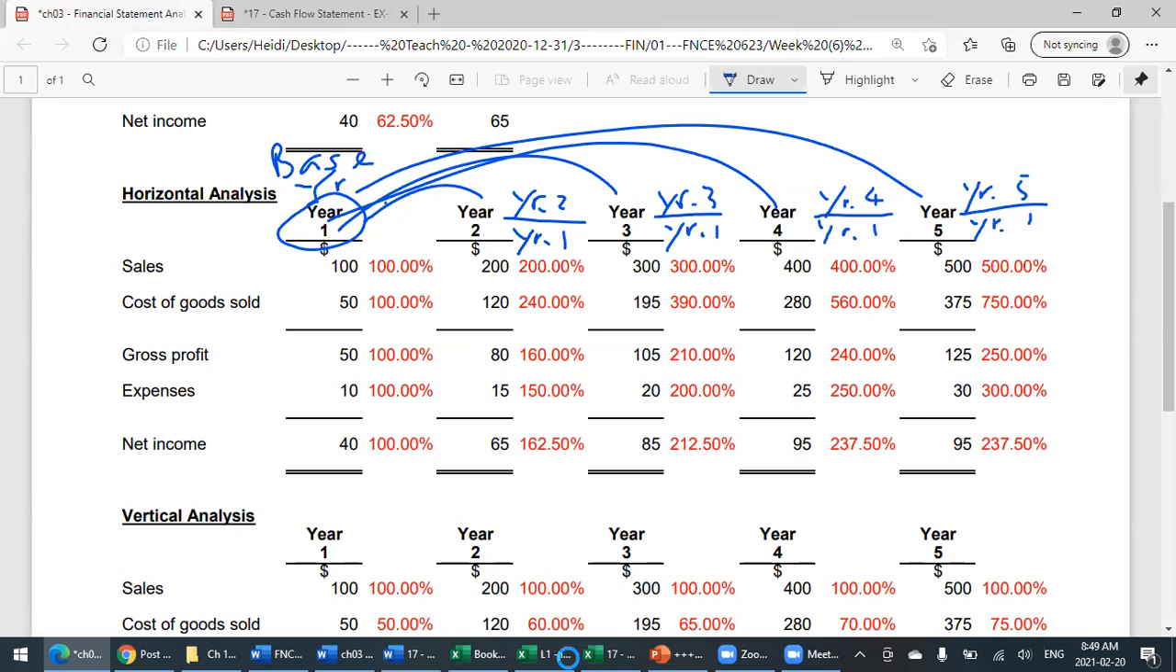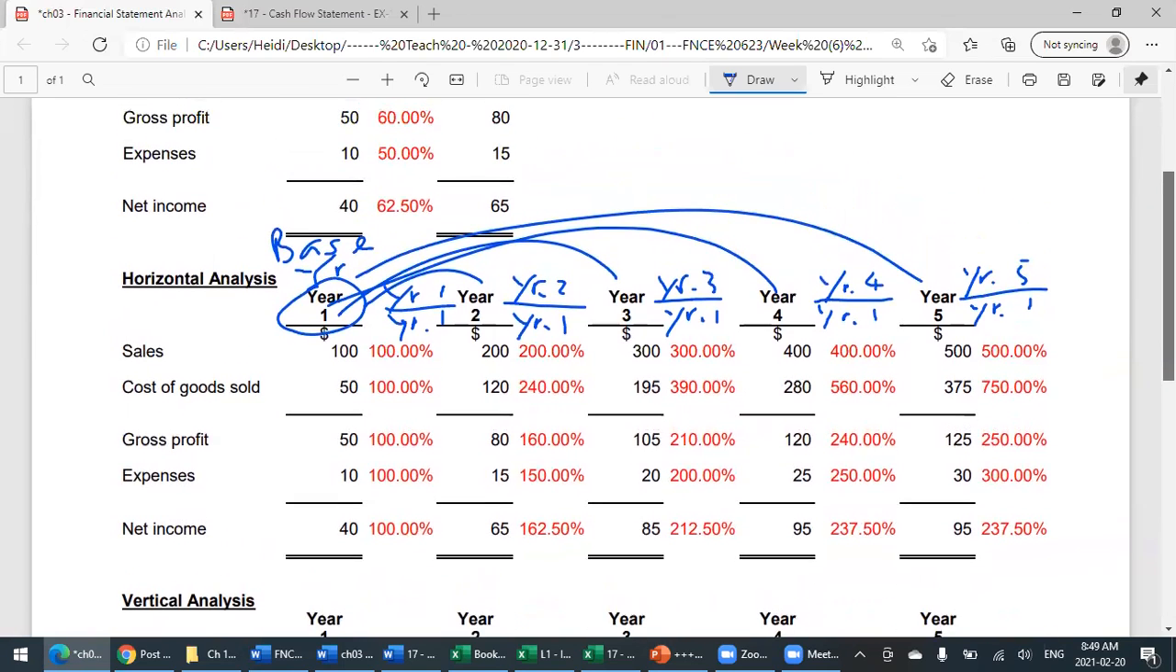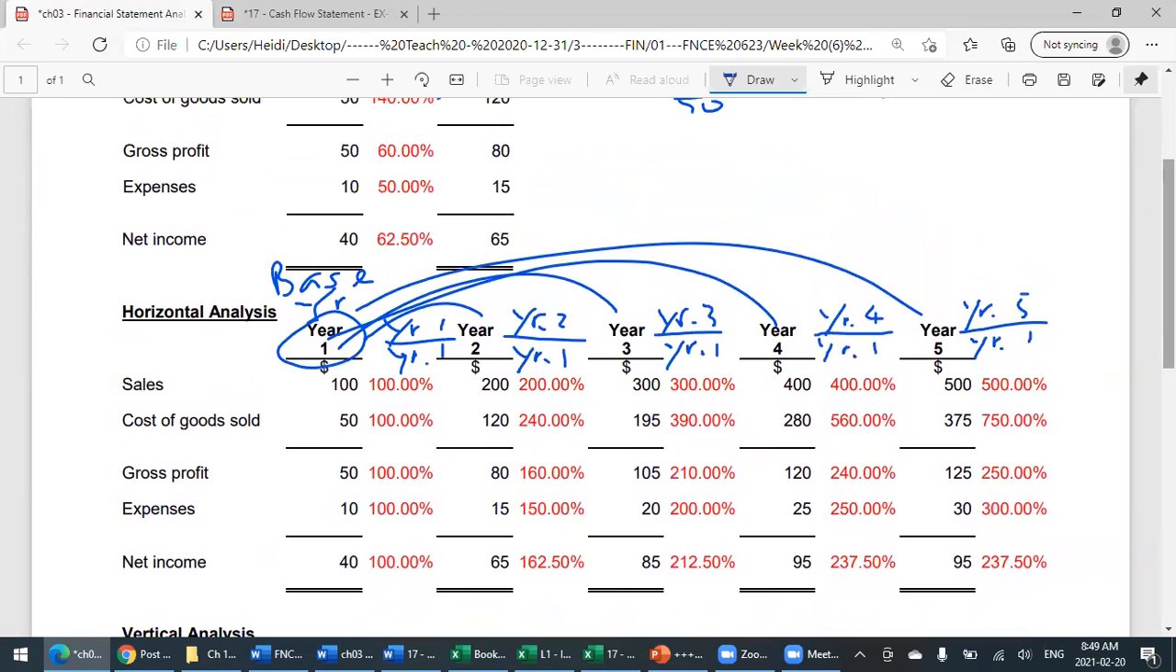Now, you even divide year 1 by itself, because you're dividing that by itself. So therefore, the year 1 percentages are always 100%. That's why it's always 100, right? Because you're dividing 100 by 100, 50 by 50, 10 by 10, 40 by 40. So therefore you always have 100%. But how about the others? Let me work on a couple for you.